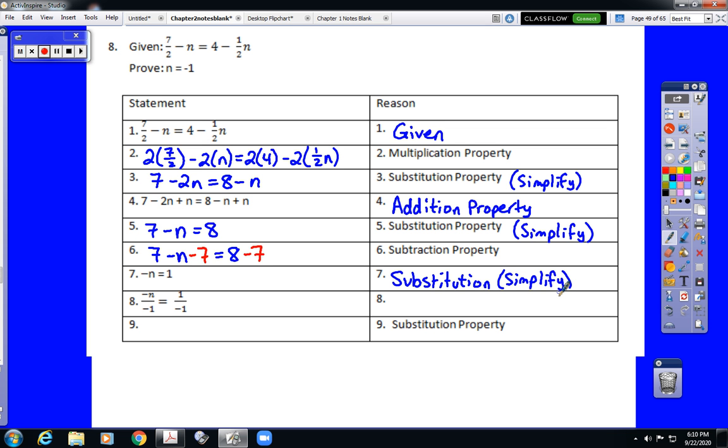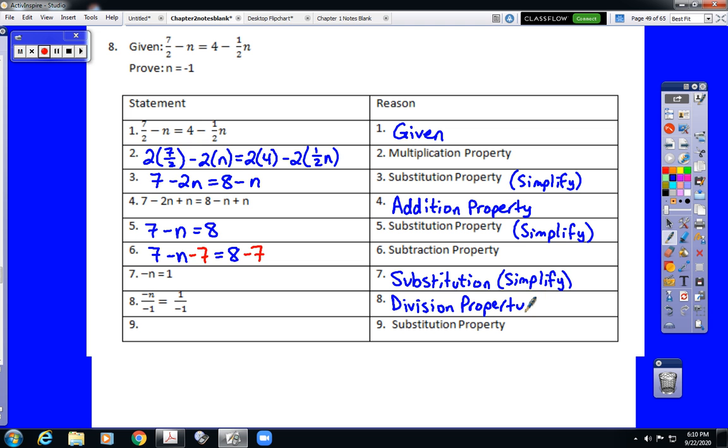In step 8, we've taken our step 7 equation and we're getting n completely by itself. Right now it's negative n. We don't want negative n, we want positive n. So we are dividing both sides of the equation by negative 1 to get rid of the negative. That makes step 8 a division property step.